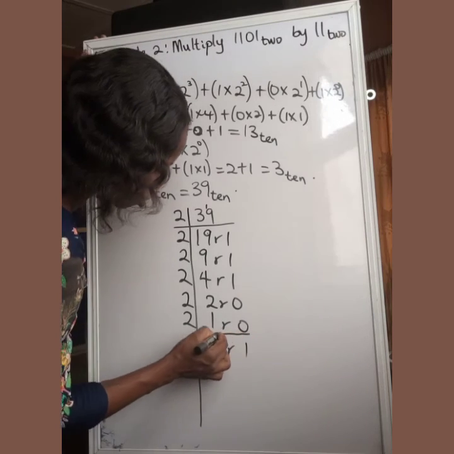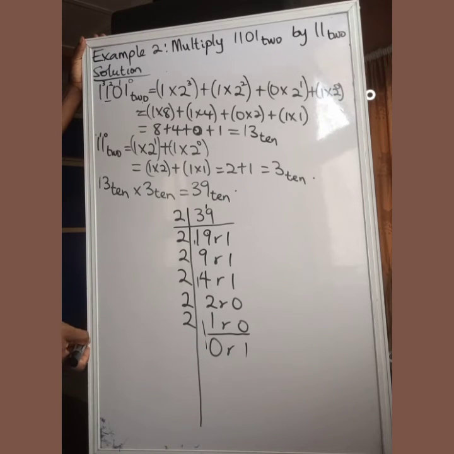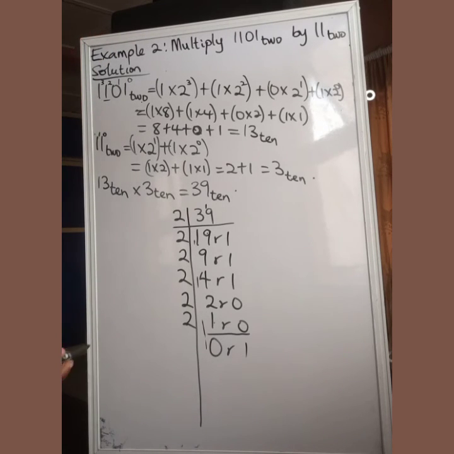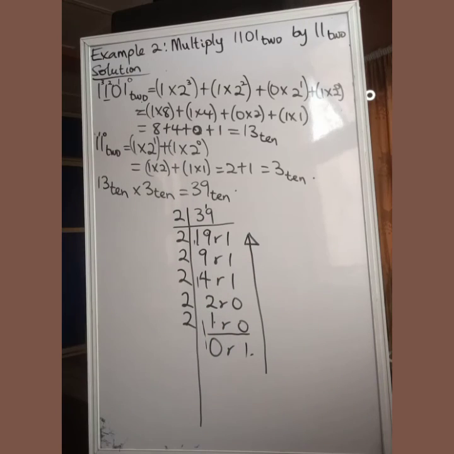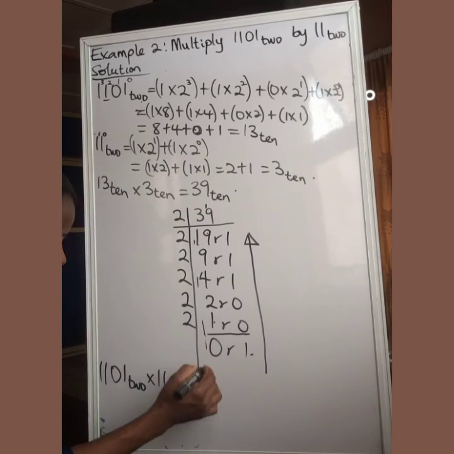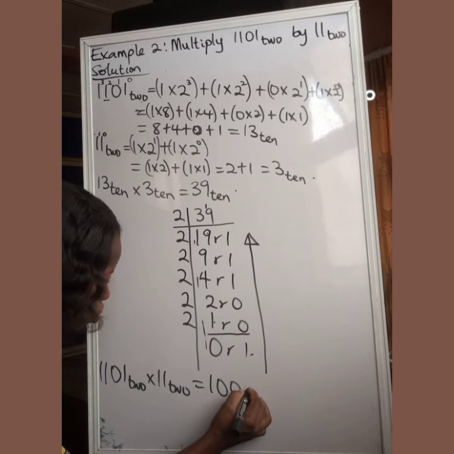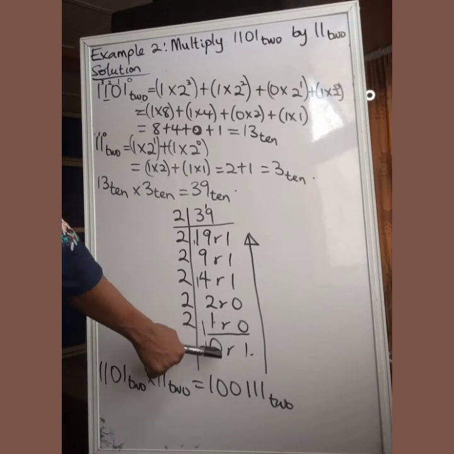You will ask me, why didn't we stop here? The last number on this side should be 0. So that's why 2 in 1, 2 cannot go in 1, so it will be 0 times. Then you bring the 1 to this side. Then when you're reading, you read upward. You can see my arrow. So our answer for 1101 base 2 multiplied by 11 base 2 will be equals to 100111 base 2. Now if you try to multiply it directly, you will get the same answer as this.